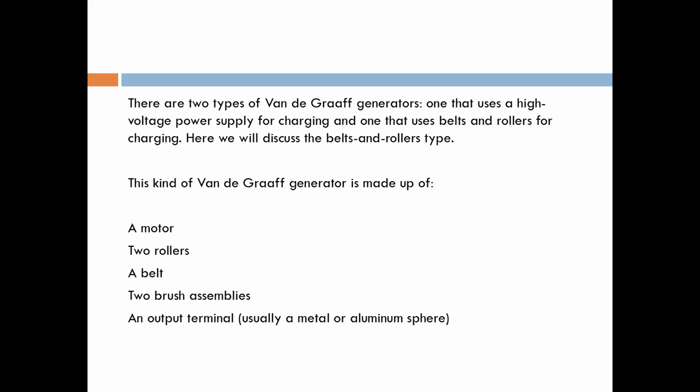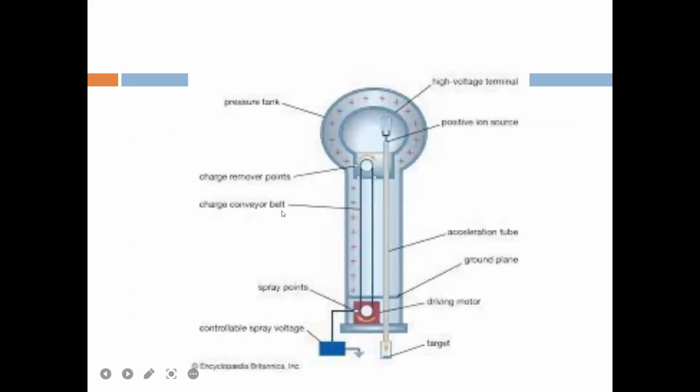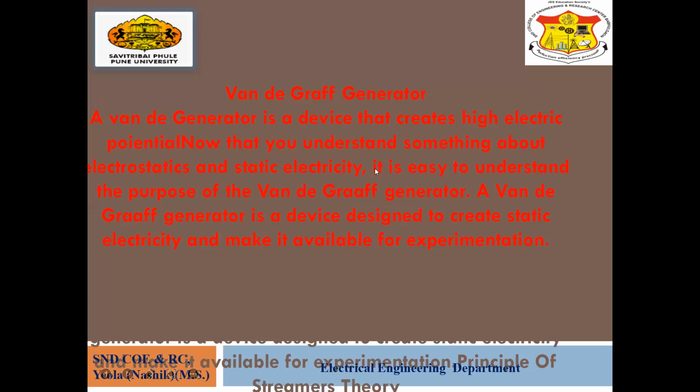So what does it consist of? A motor, two rollers, a belt, two brush assemblies and an output terminal. You will see in the diagram: here is a simple principle. These are the two rollers, here is a belt, and here is a vacuum pressure tank. Here is positive charge, and there is a ground plane. The motor is connected to this roller so that the roller starts to rotate. Again, the two pulleys are given in this way. This is the simple principle.